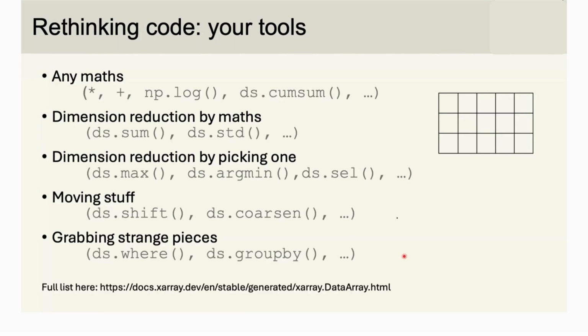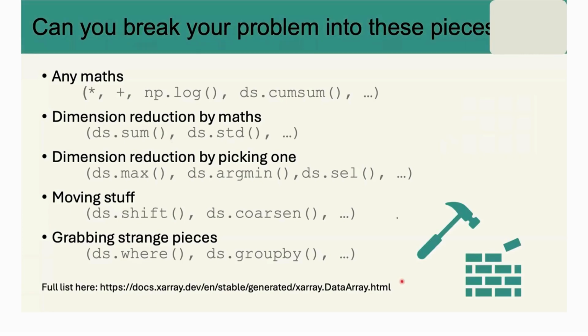And there's this whole list available online, but I think that set of five sums up almost all the options available to you. So the question is then not, oh, how do I generically rewrite my function as an Xarray thing, but can you break your problem into some set of these pieces?